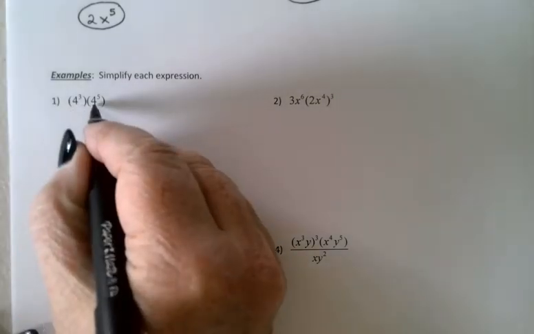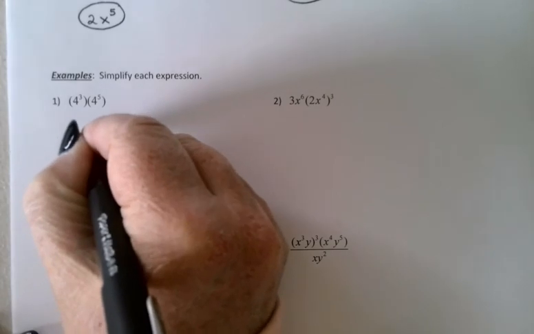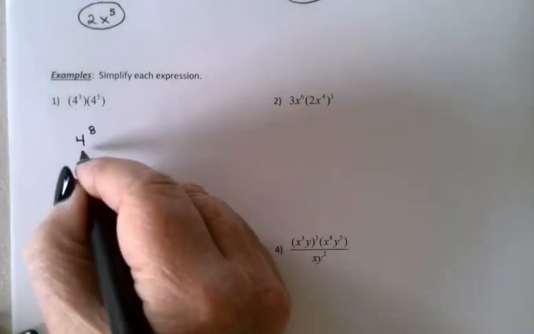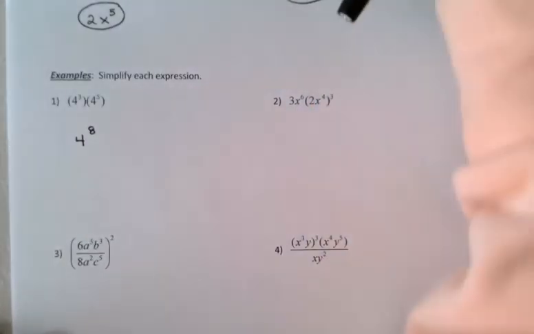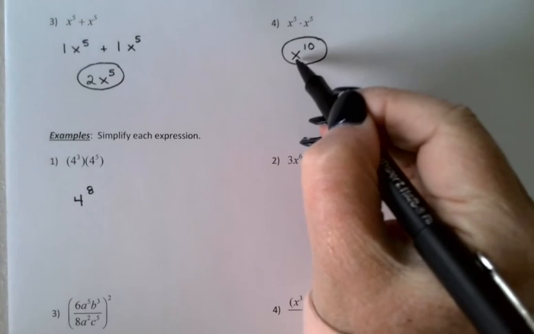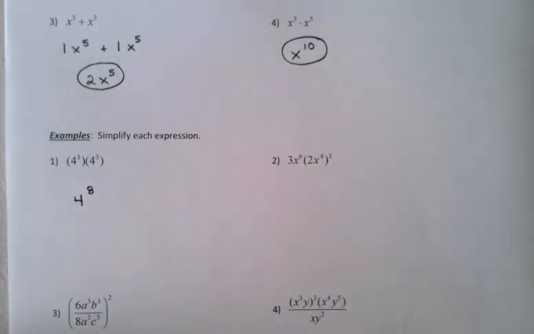We're multiplying, so we add exponents. 4 to the 8th power. Notice the 4 didn't change, right? Just like up here, when I did x to the 5th times x to the 5th, the x didn't change. The base does not change. Only the exponents get added.